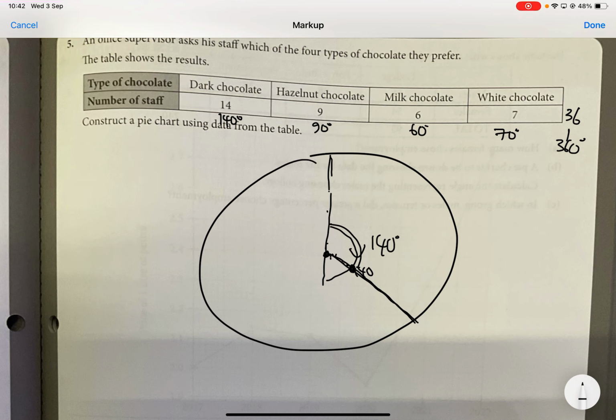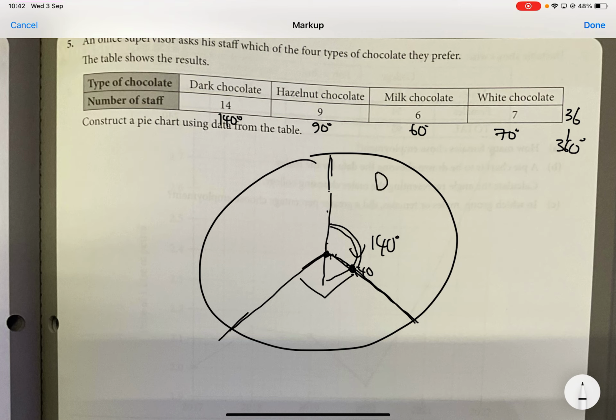After that, I want 90 degrees. From this line, again, I put my protractor, align my protractor, then I go to 90 degrees. Okay? Then this time, I should get my 90 degree around here. Then I draw another line.